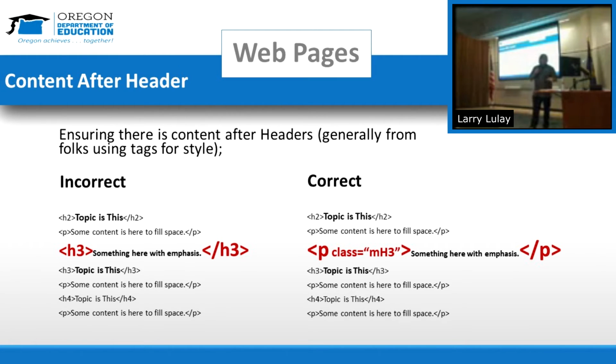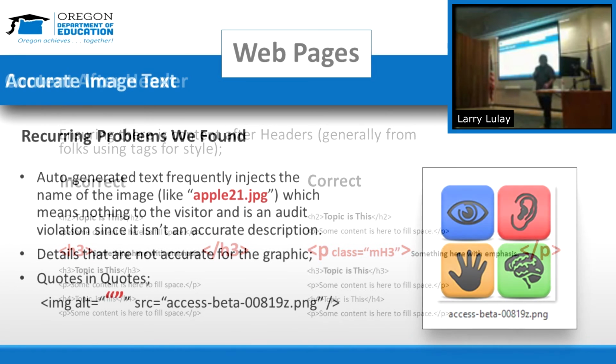What you see on the other side, in the correct example, is how it's resolved. Wrap it in a P tag, and then we gave it the class MH3. It will then look the way they wanted it to look, but it passes accessibility.